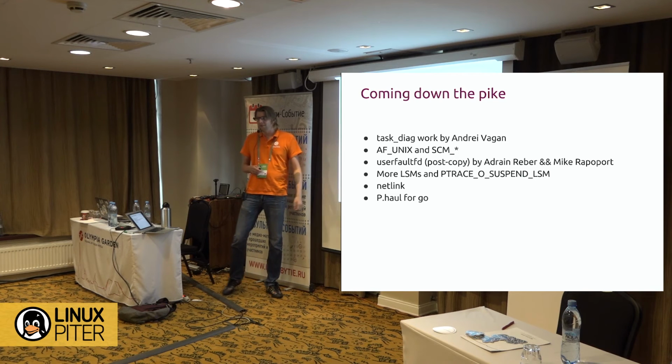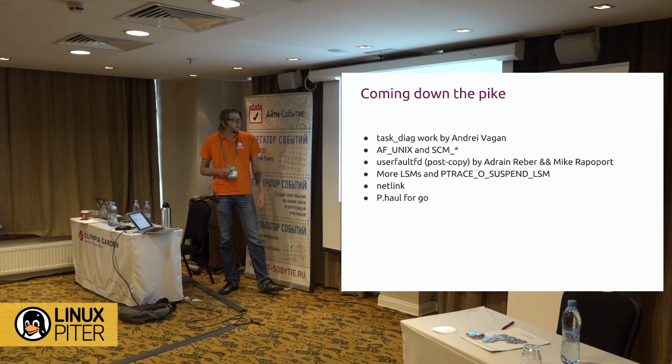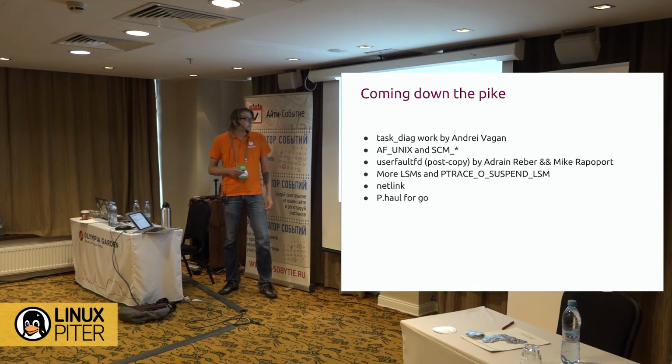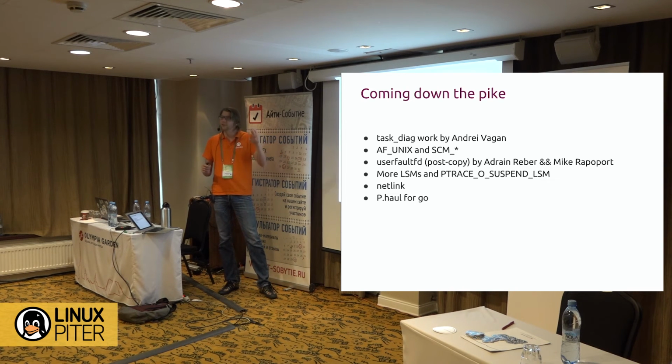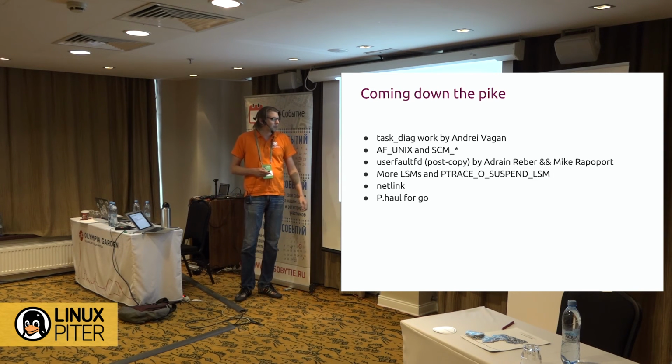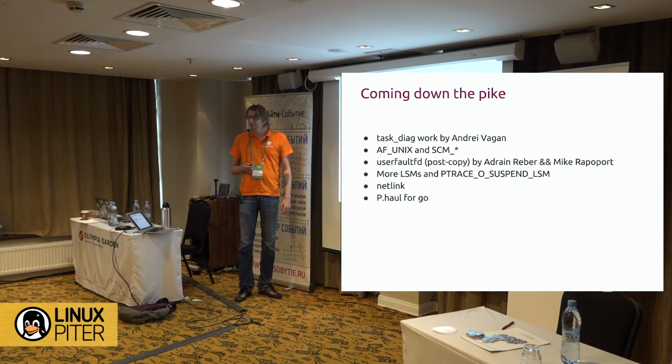AF_UNIX and the SCM stuff. So this is an example of just something that doesn't exist right now. You can open a Unix socket and send a file descriptor over it. CRIU just doesn't know about that. And so if you restore a task with a message in the queue that has a file descriptor attached to it, that will just be gone. And your application will be very sad. So that's support that I think we talked about. I don't know what the plan is for working on that.